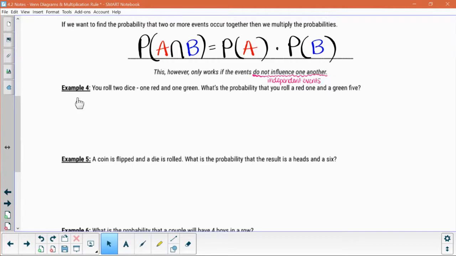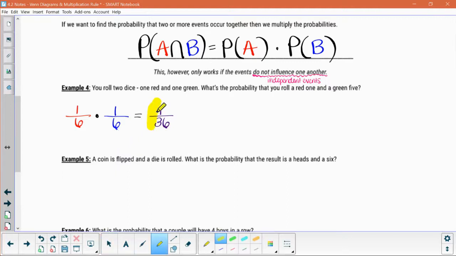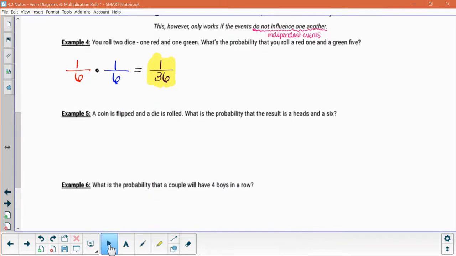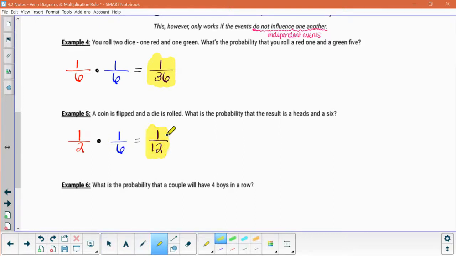So let's go ahead and look at example 4. You roll 2 dice, one red and one green. What's the probability that you roll a red 1 and a green 5? Well, if I want a red 1, that probability is 1 over 6. If I want a green 5, that probability is 1 over 6. So the overall probability is 1 over 36. For example 5, a coin is flipped and a die is rolled. What's the probability that the result is a heads and a 6? Well, my probability for a heads is 1 over 2. My probability for a 6 is 1 over 6. So if I multiply those two together, the probability of this happening is 1 over 12.